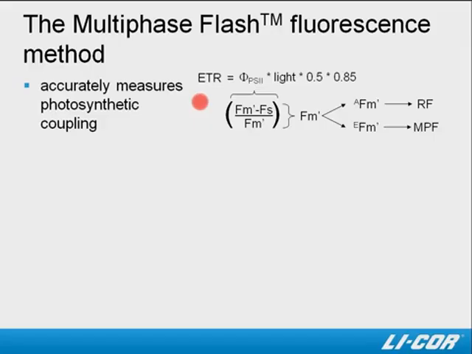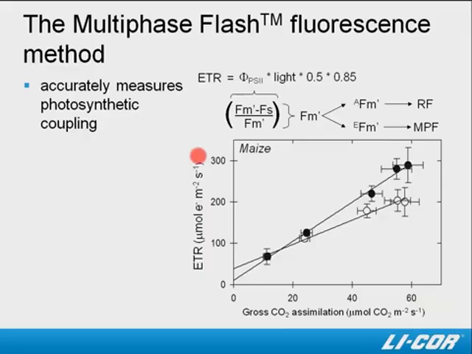Okay, well, let's take a look at the data then. What I've shown here are estimates of electron transfer plotted as a function of gross CO2 assimilation in maize. The dark spheres correspond to the data set where electron transfer was based on MPF methodology. And what you can see is that a linear fit of these data resulted in a slope of about 4.7 electrons per CO2, and the intercept was not statistically different than 0. And this slope of 4.74 is essentially what's predicted from theory.